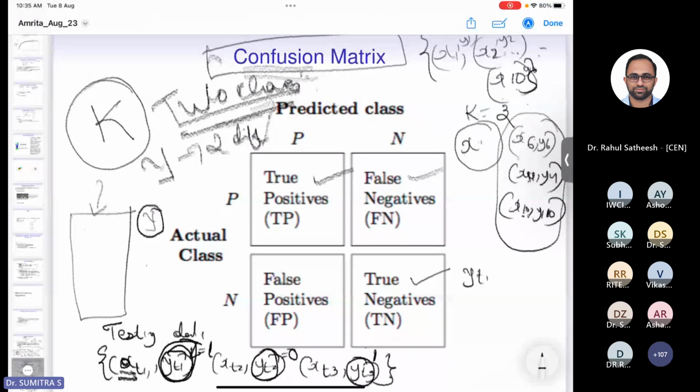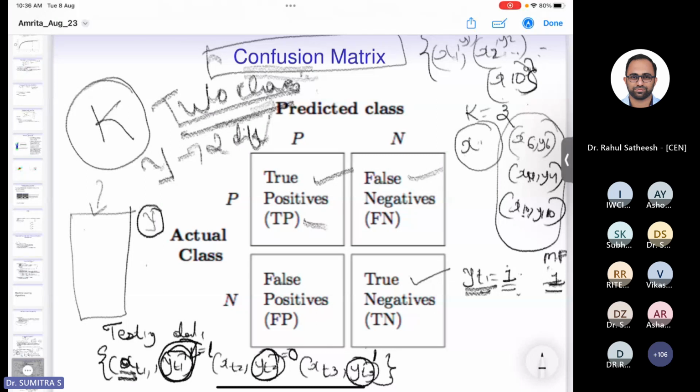Right, yt1 is equal to 1. And if the model prediction is 1, and the given value is 1, that means the true given value and the model prediction are correct, or else we call it a true positive. The model prediction and the given value are correct. Now, false negative.